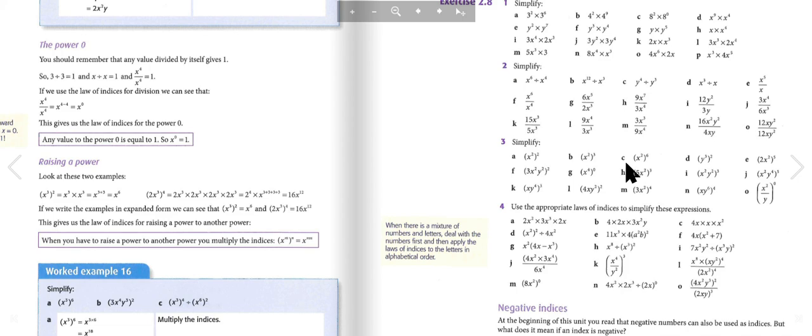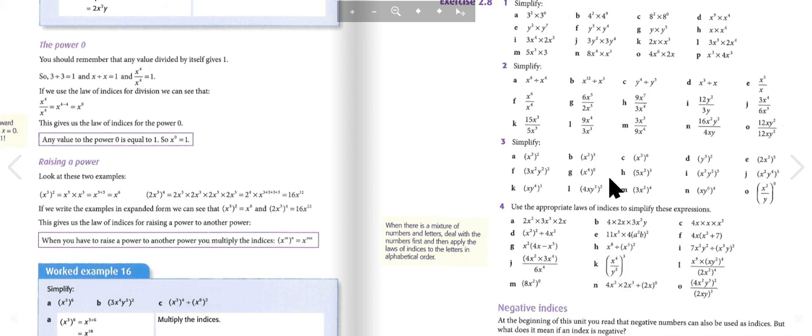Question 3. Simplify. (x squared) squared. (x squared) cubed. (x squared) to the power of 6. (y cubed) squared. (2x squared) to the power of 5. (3x squared y) squared. (x to the power of 4) to the power of 0.